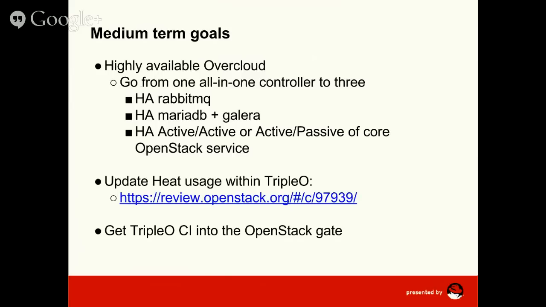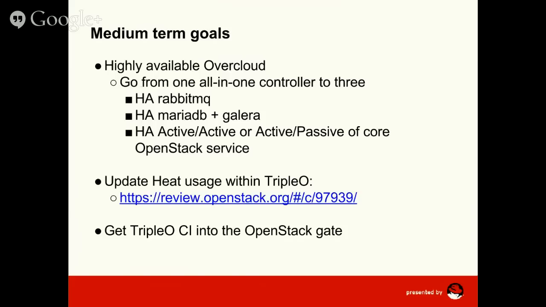We're also going to be looking at streamlining some of our usage of Heat within TripleO, to remove some of the plumbing that we do around templates and make use of provider resources and software config features that Heat offers. And as Hugh mentioned, we're targeting trying to get the TripleO CI jobs into the OpenStack gate.